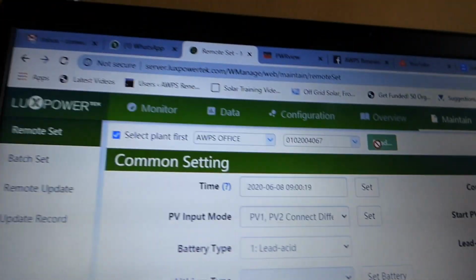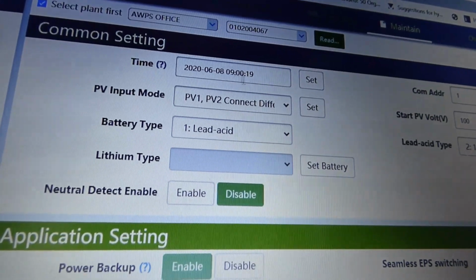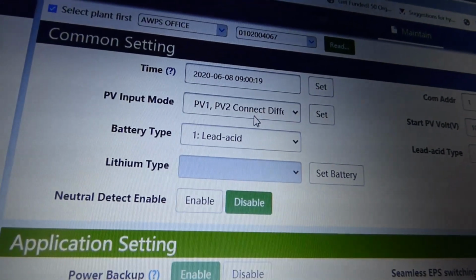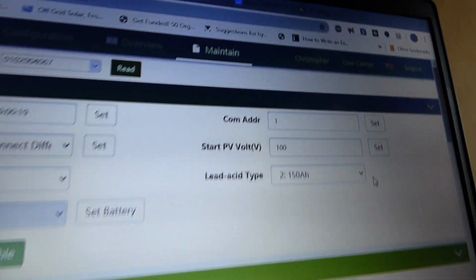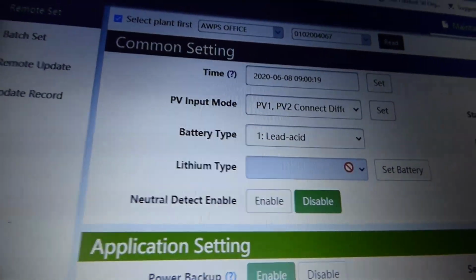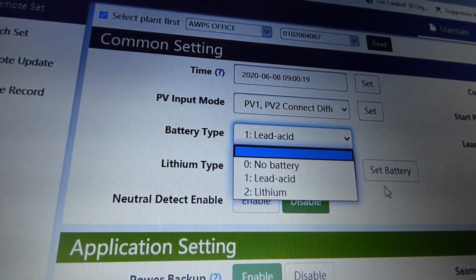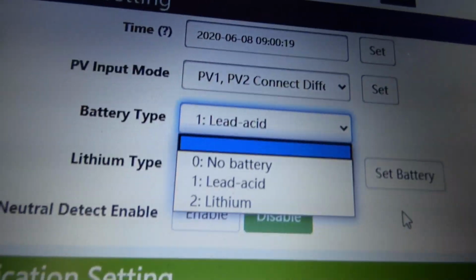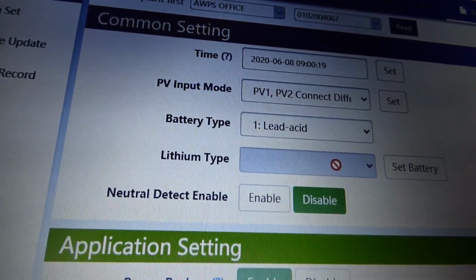See that? Then it brings up AWPS Office, my serial number, and the date. Then it shows we have two PV input modes. We set our start voltage at 100, and I set this at 150 amp hours, which is really incorrect because it's saying lead acid batteries. It's only to allow me to change this because we selected lead acid. We have an option of no battery, lead acid, and lithium. If we change it to lithium, then it will allow us to select the type of lithium that we have.